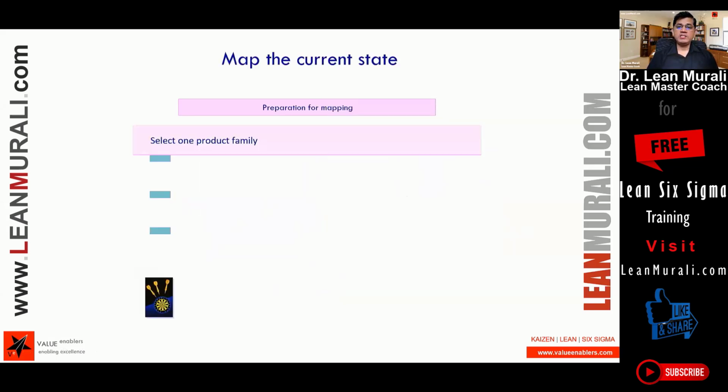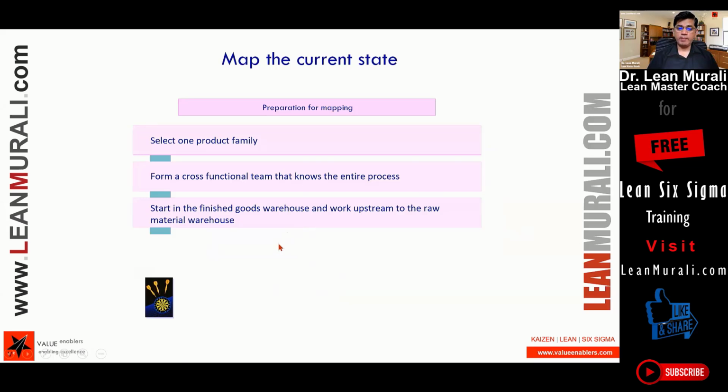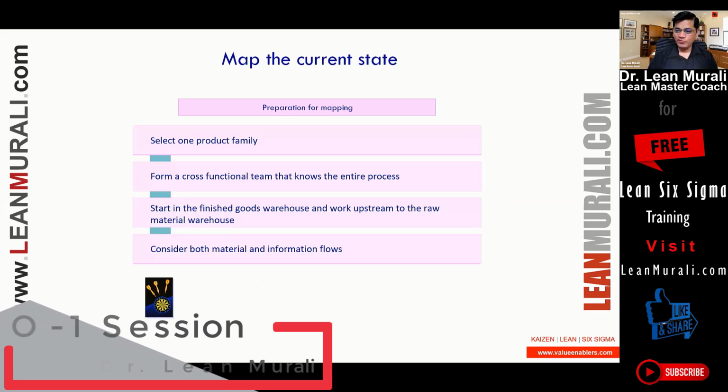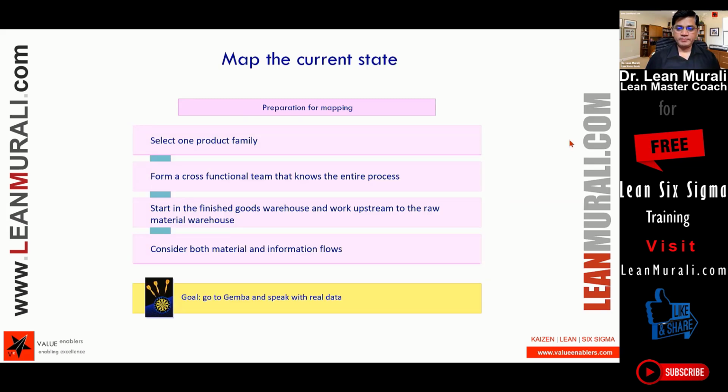So, map the current state, just a quick recap: select one product family, form a cross-functional team that knows the entire process, start in the finished goods warehouse and work upstream towards the raw material warehouse, and consider both material and information flows. Here I want to hold and give some explanation. I'm using the words work upstream. This is why I explained with fish so much about upstream. Let me quickly explain.